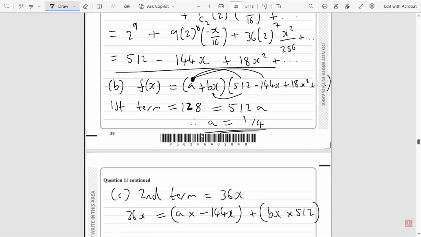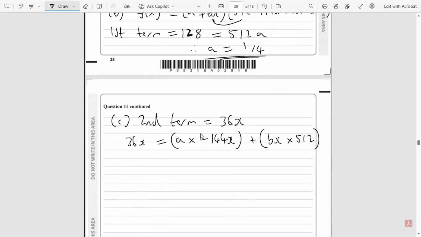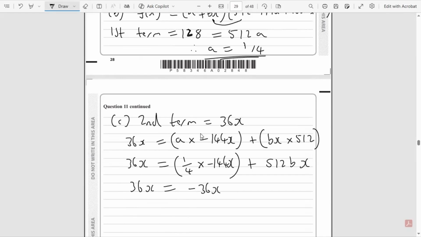Now we know what a is because we worked that out in part B. So we've got 36x is equal to a quarter times minus 144x, and then plus this term at the end, 512bx. There we go. So 36x is equal to, minus 144 divided by 4 gives us minus 36x, and then we have this 512bx there. I'm just going to cancel out the x's now. We don't really need the x's here.